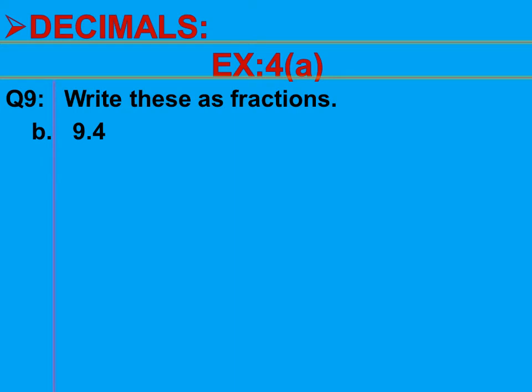Now we will move to the next part, part B, 9.4. Okay, dear students, now we will convert it, or write it, as a fraction. Simply we will write the decimal number again, that is 9.4. Okay, we will make a line of fraction. Then we will replace this point with 1. And after replacing this point with 1, at the same time we will count the digits after the point.